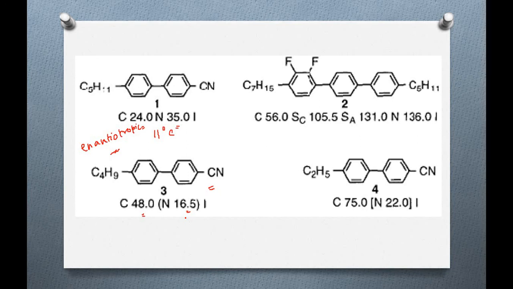Because it melts at 48 degrees centigrade. Do you understand what I am saying? So the compound melts at 48 degrees centigrade, and the nematic phase, how can it be formed? It can only be formed on supercooling the liquid.